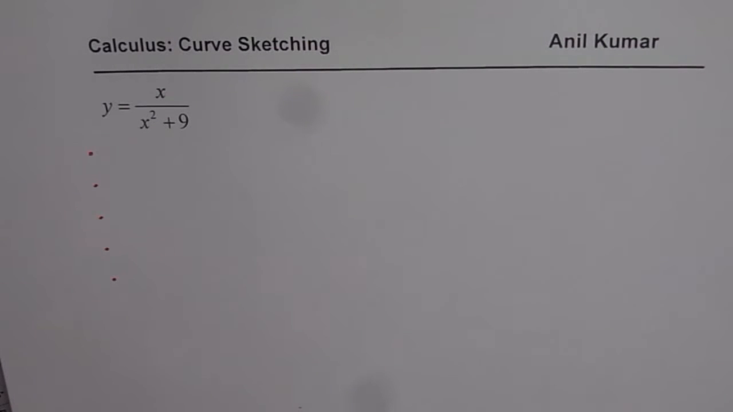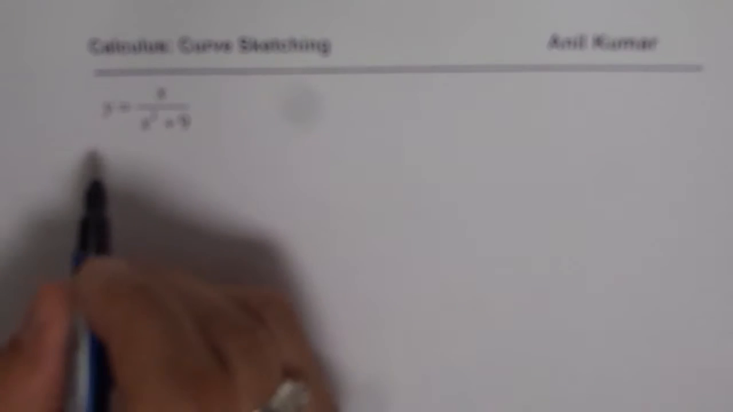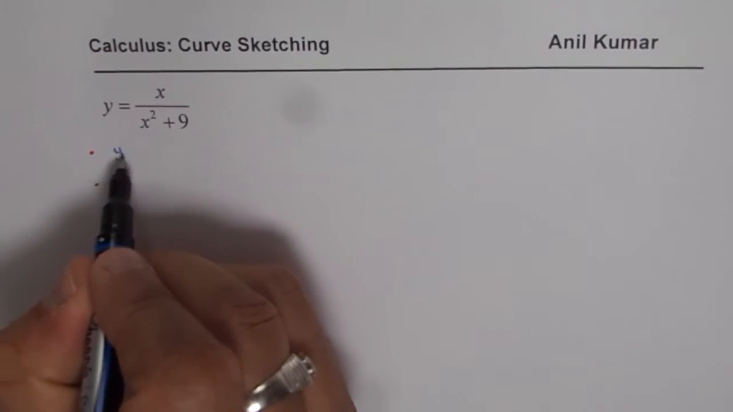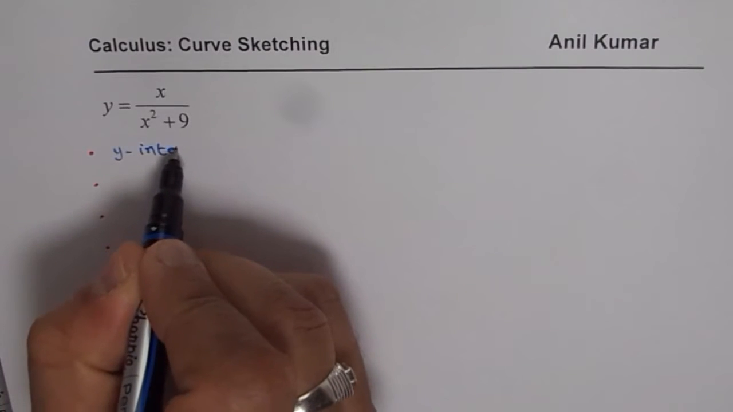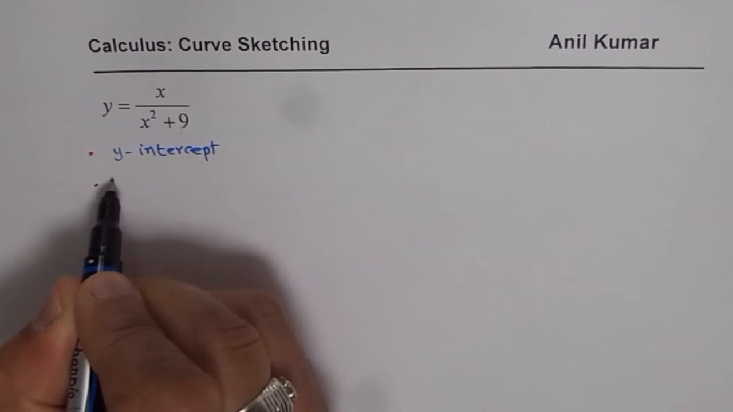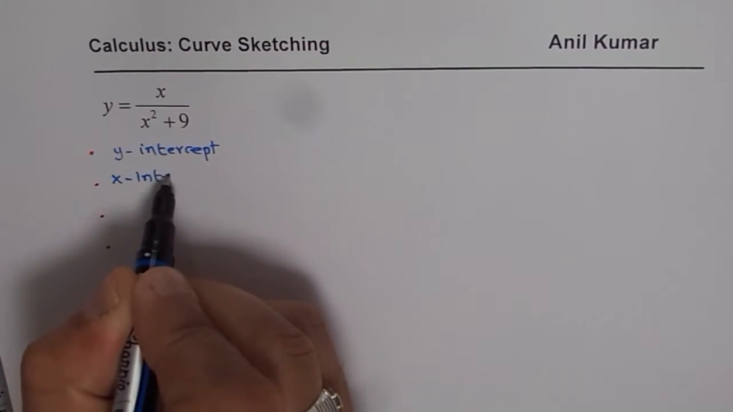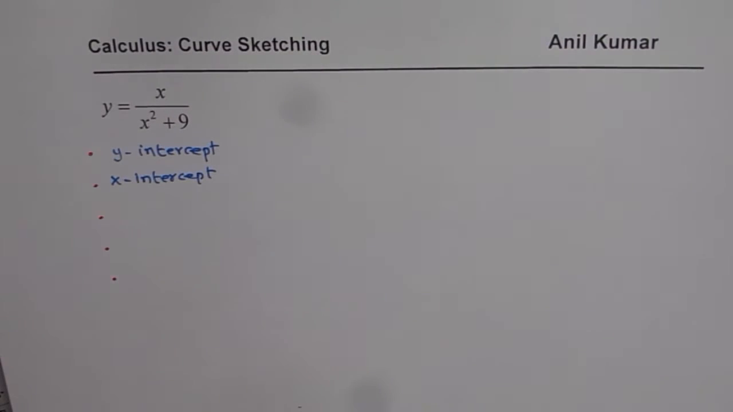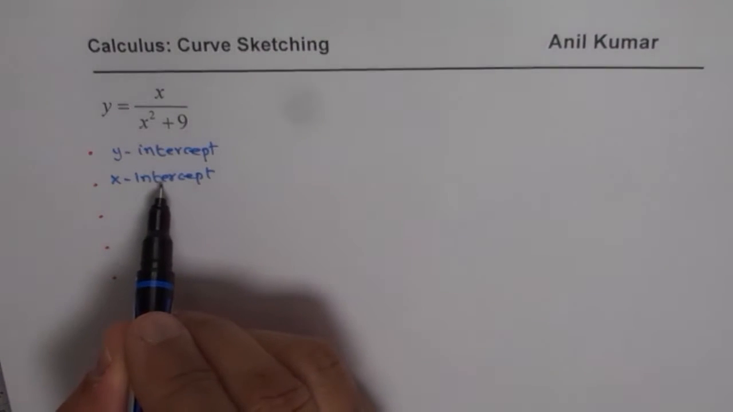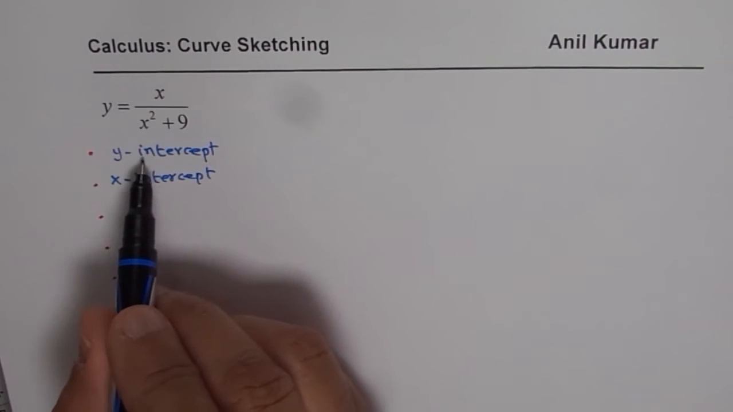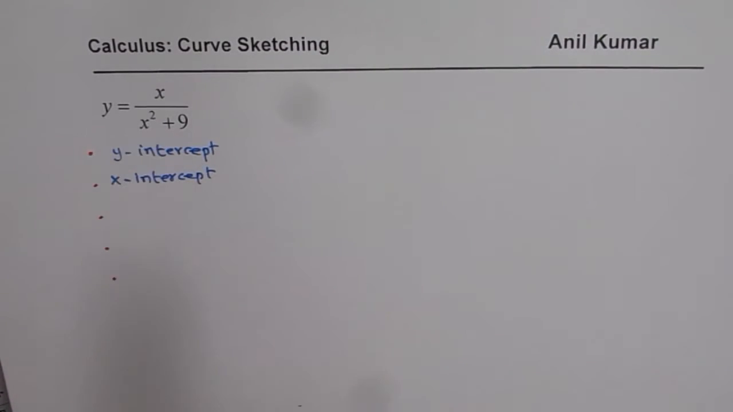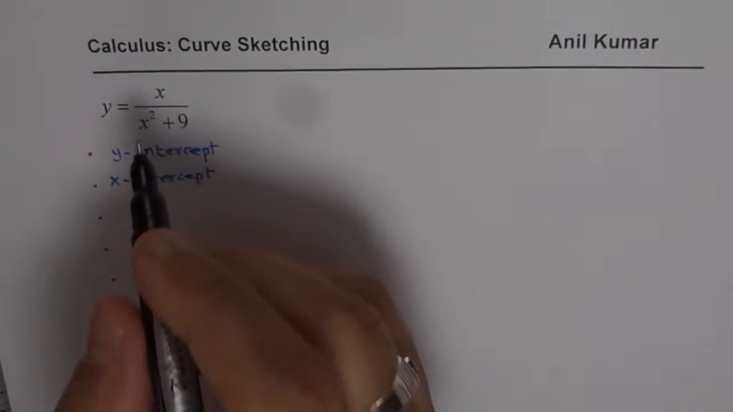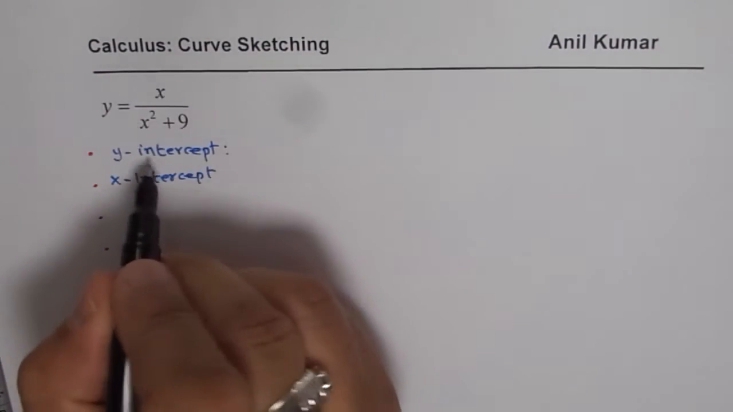So first we should actually find the intercepts. We can find the y-intercept for the given function. We can also find the x-intercept. Now my recommendation is that the x-intercept is not a must. Sometimes it could take a lot of time, so that is not critical. The y-intercept is simpler, where you just substitute x equals 0, right? So if I substitute x equals 0, then I get the y-intercept.